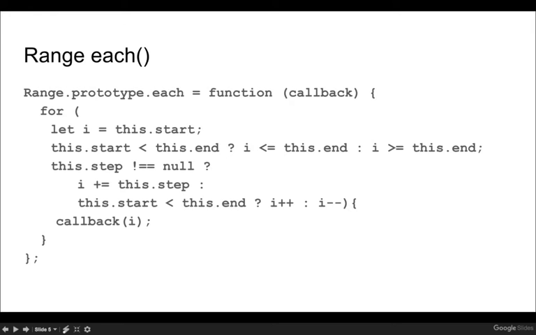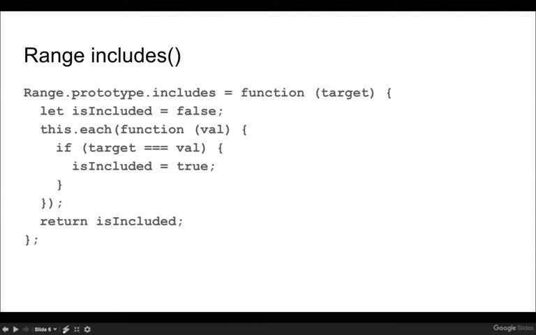And then we have includes, which is pretty self-explanatory. We're going to set a value isIncluded to false. And then we're just going to go through forEach, and we're going to see if the target is equal to the value, and if it is, we're going to set isIncluded to true, and then we're just going to return whatever the value of isIncluded is. And that's it.